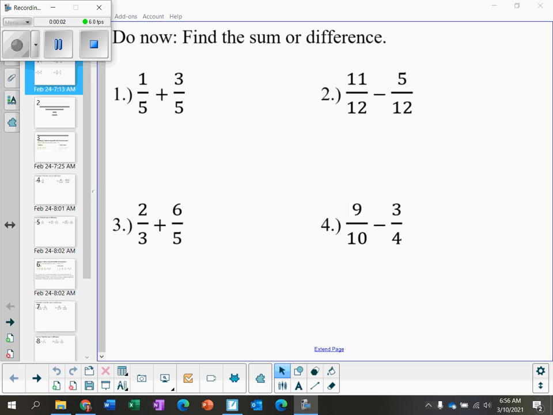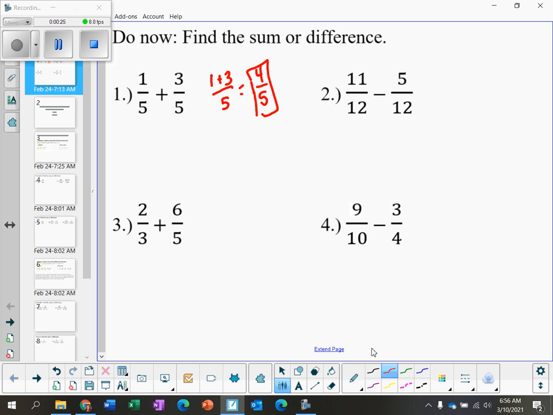Right, before we start today's lesson, we're going to do a little bit of a review of finding the sum or difference of fractions. So if you recall, when fractions have the same denominator, we're just going to focus on the numerators. So this is going to become 1 plus 3 all over that same denominator of 5, which is 4 over 5.